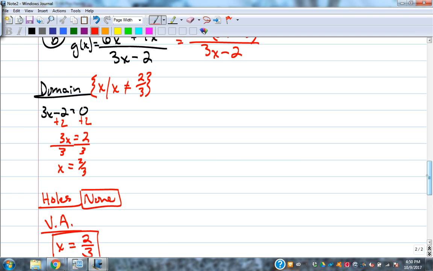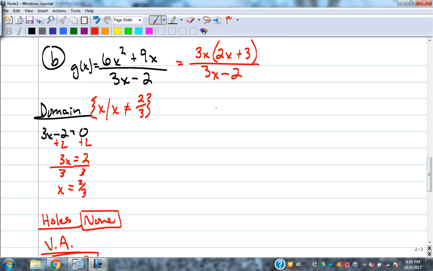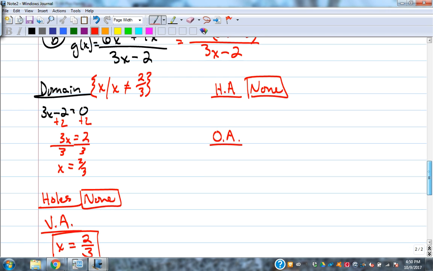What about horizontal asymptote? Does it have a horizontal asymptote? Look at our degrees. We got a squared over a first. So it's not a horizontal. Is it an oblique? Yes, because the degree on the top is one more than the bottom. So this is where we have to do the long division. Long division with polynomials. Fun stuff.